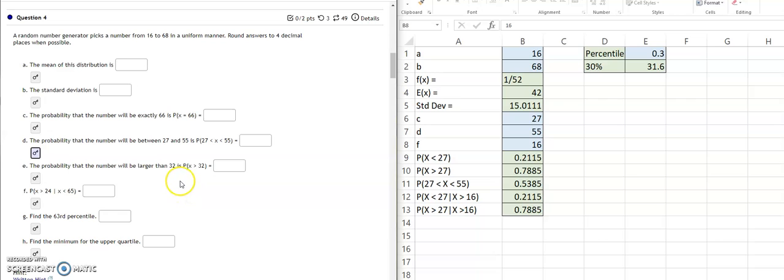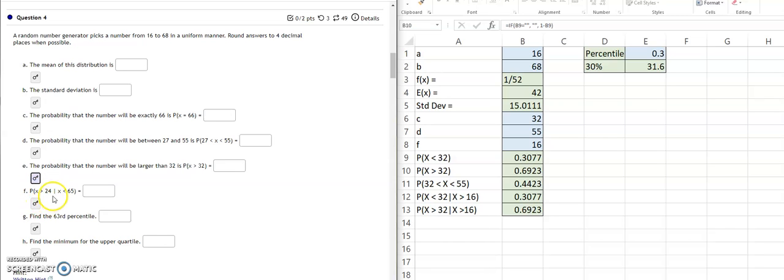Now we're looking for a number that's larger than 32. So as you can see, with 27 we have X is less than 27 and we have X is greater than 27 from the last problem. So if we change 27 into 32, now we can find X greater than 32, which is this one, which results in 0.6923, which is good for that.